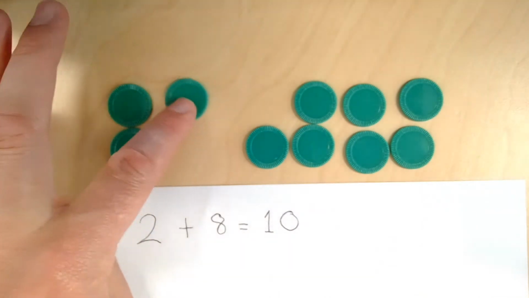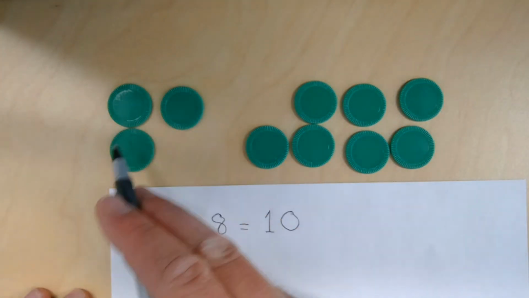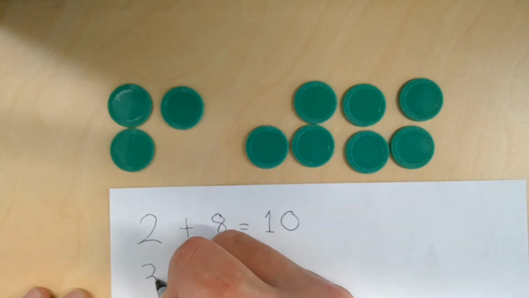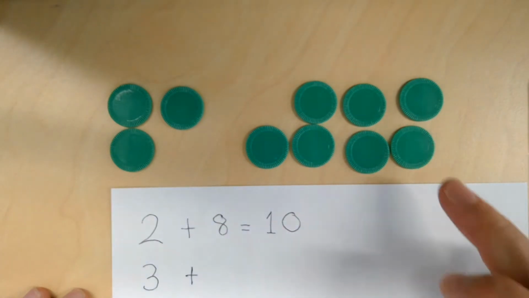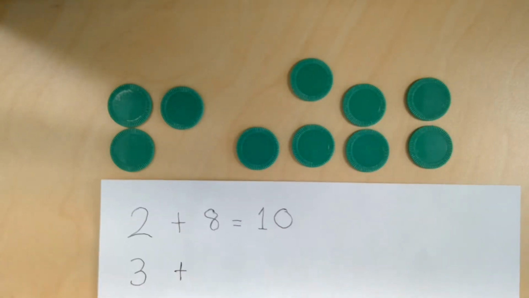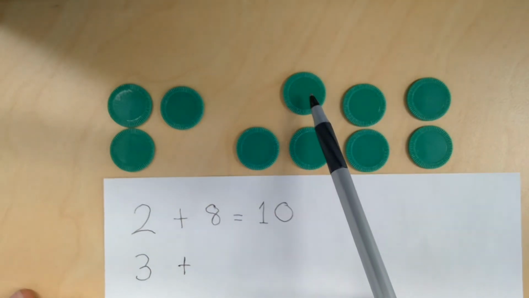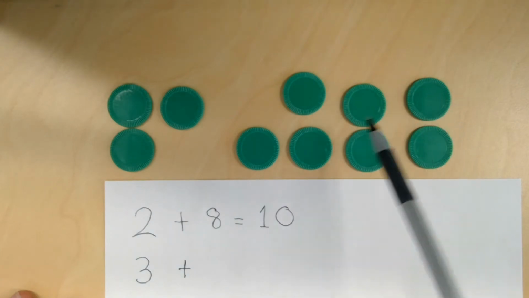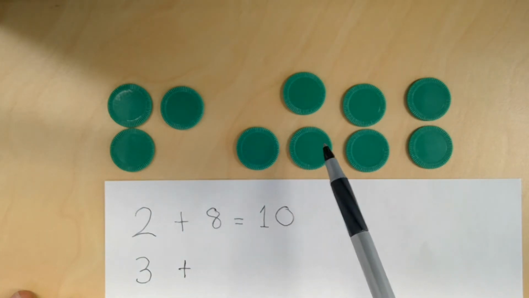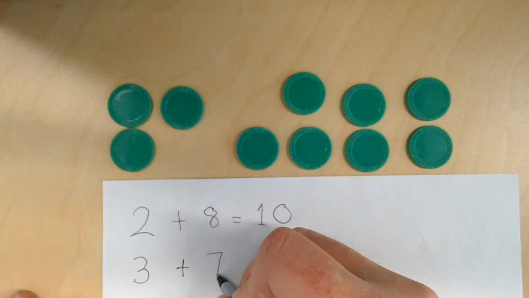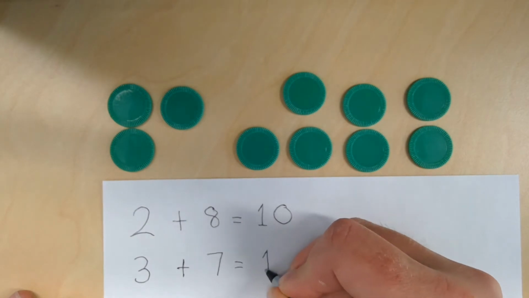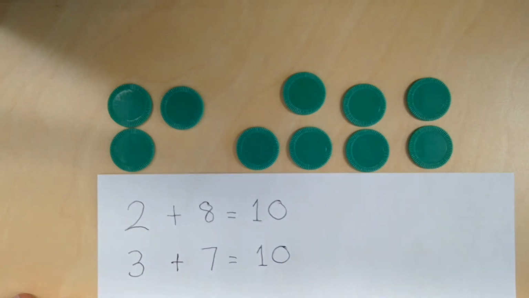Let's see if we can split those up in a different way to make a new sum. Maybe I'll put one more over here. So now I can see I have 3 here. 3 plus, let's see what we have here. 1, 2, 3, 4, 5, 6, 7. So I know I have 3 plus 7 equals 10. And you can do all sorts of combinations with moving your counters around to practice making 10.